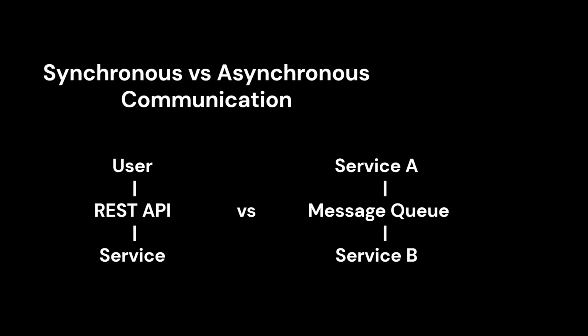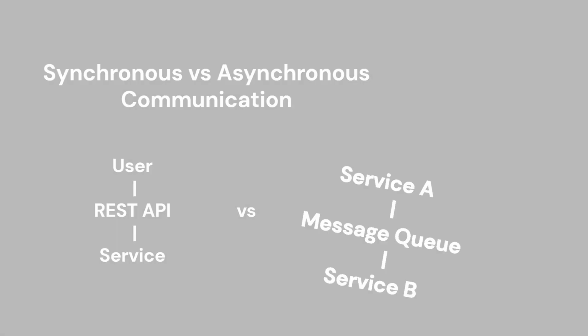Another important architectural decision is choosing between synchronous and asynchronous communication. REST APIs are commonly used when a user or system needs an immediate response. For complex systems, asynchronous communication using messaging platforms like Kafka or RabbitMQ can provide better resilience. Instead of one service directly calling another service, it sends a message to a queue or event stream.